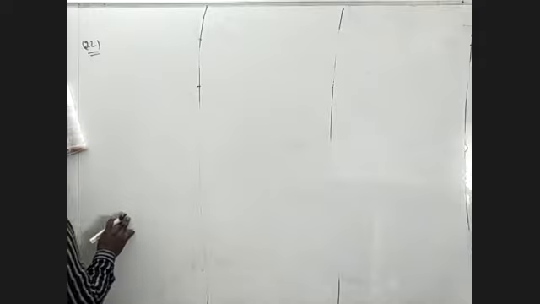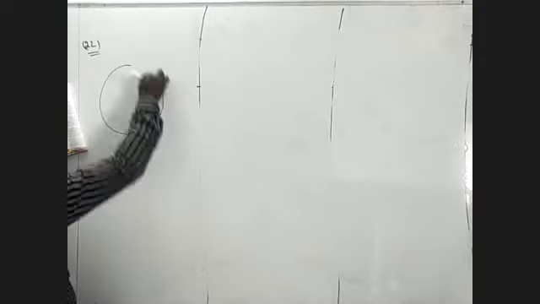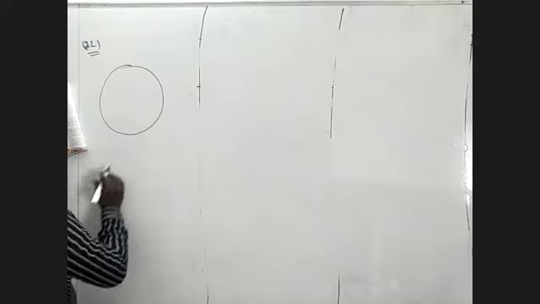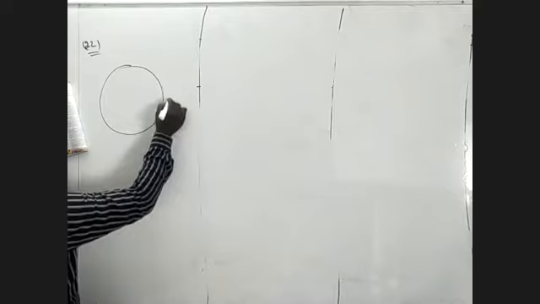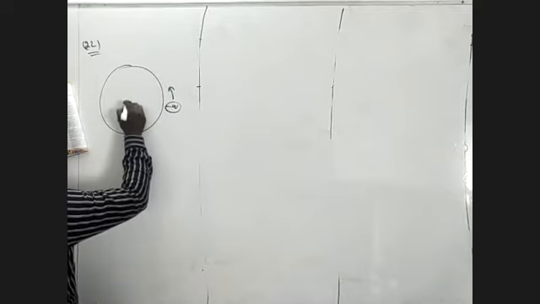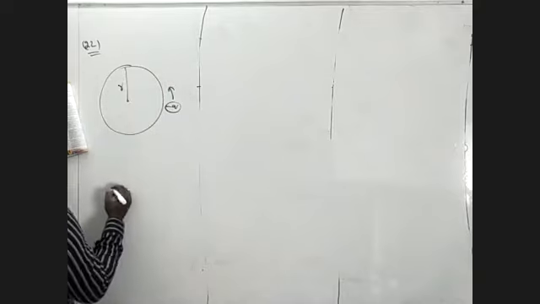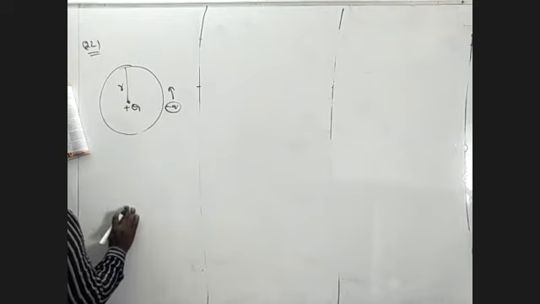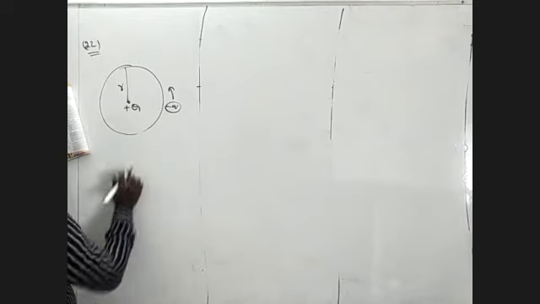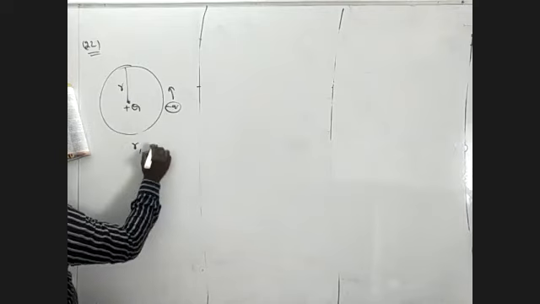Question number 22. A particle of charge minus q and mass m moves in a circular orbit of radius r about a positive charge Q fixed at the center. Find the relation between the radius r of the orbit and the time period T.